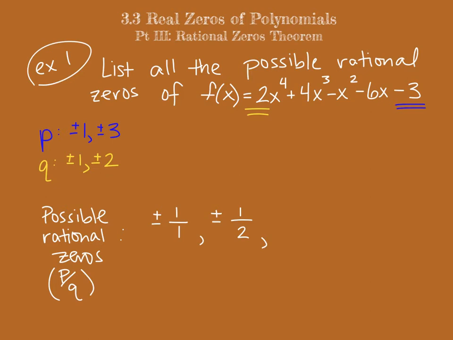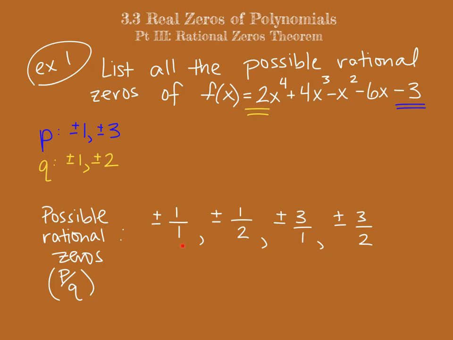The next one I'm going to do, since I've already exhausted this 1 here, I'm going to move on to this 3, the second p, and I need to put that over each q. So we'll have plus or minus 3 over 1, and then plus or minus 3 over 2. So we have taken each p and put it over each q. All right, now can we simplify any of these values, or do we have any repeats?